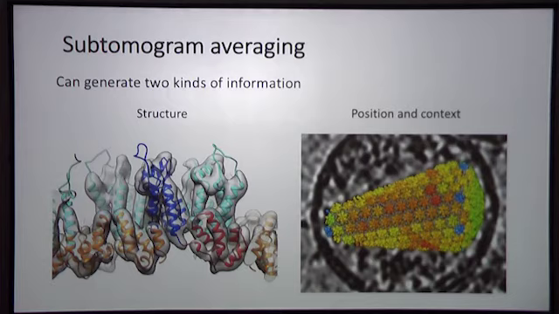So in this case, for example, the relationship between the core and the viral membrane may be something of interest. If we've reconstructed other proteins, we would see their relationships to each other. So we get the contextual information.